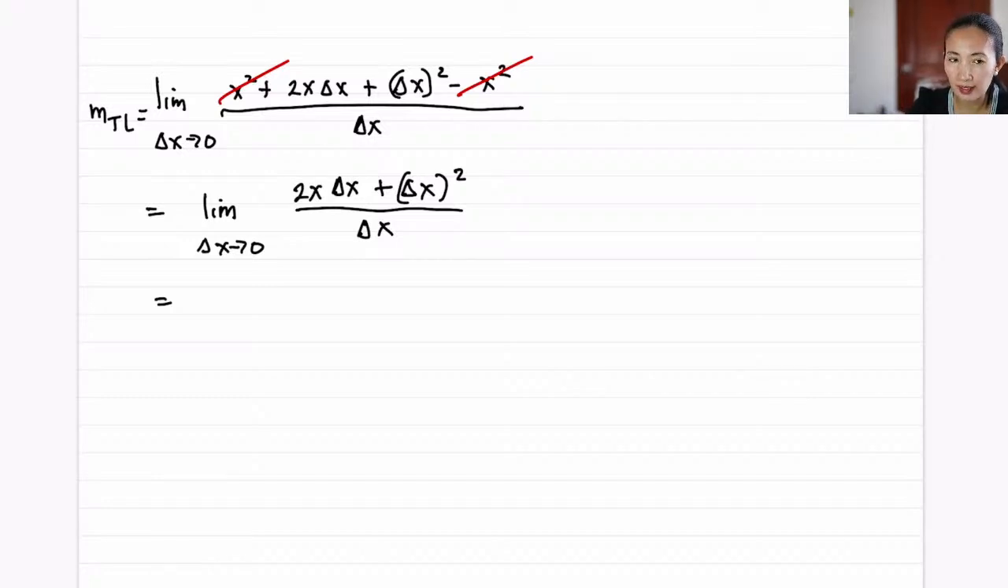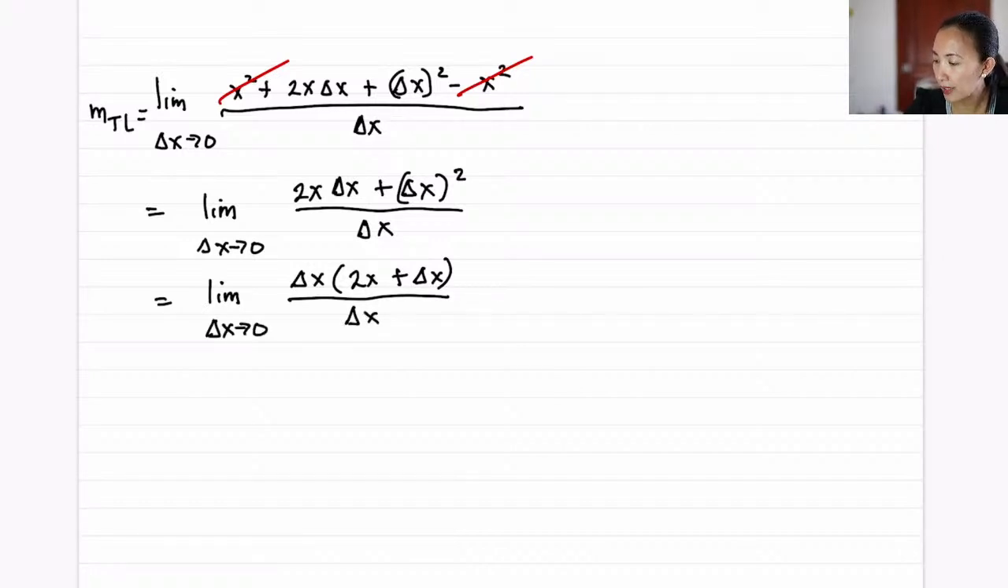Take note that delta x is common to both numerator and denominator, so we factor out delta x in the numerator: 2x plus delta x all over delta x as delta x approaches 0. Then we cancel out the common factor in the numerator and denominator, which is delta x, leaving the limit of 2x plus delta x as delta x approaches 0.